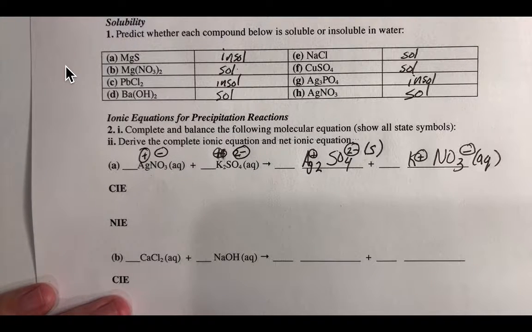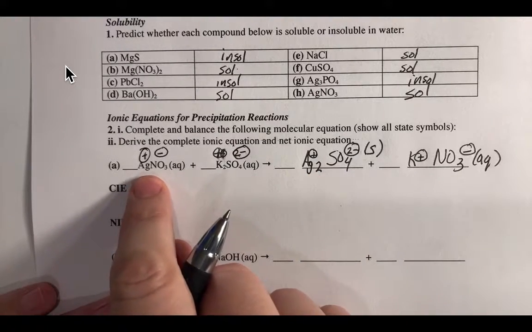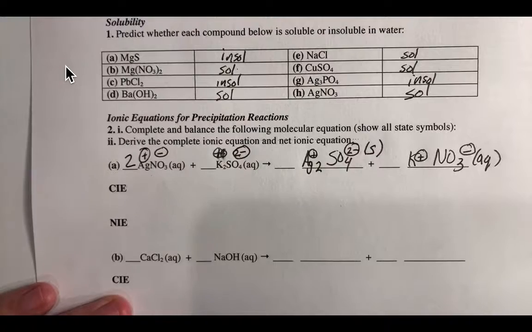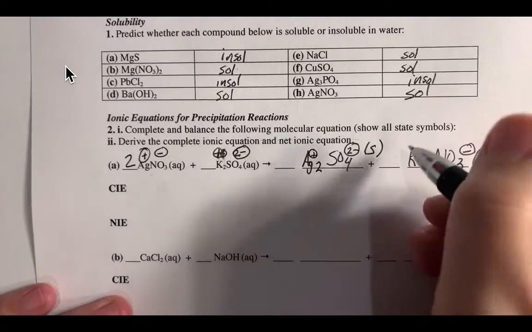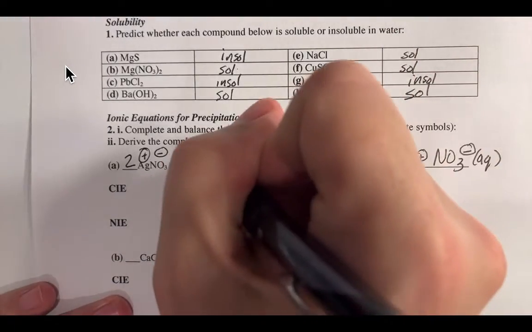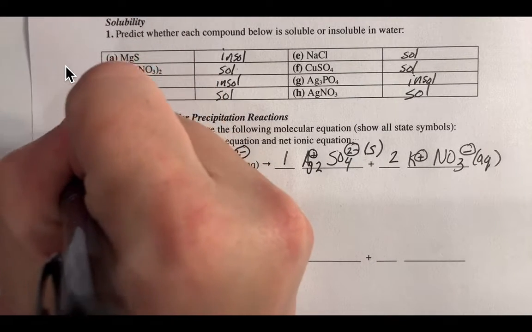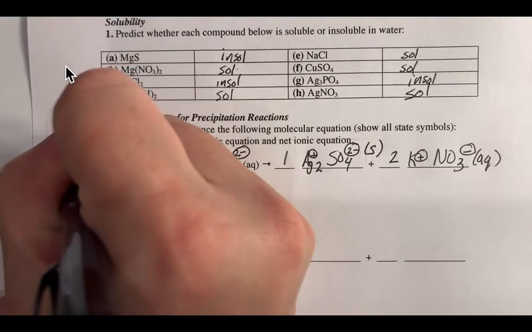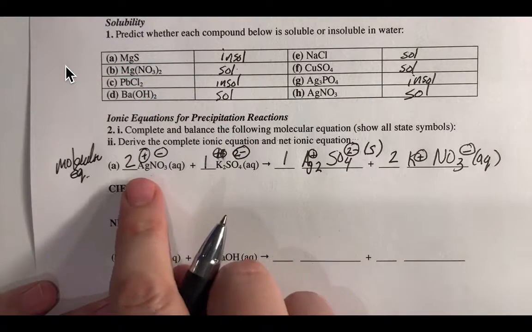I need to balance everything. So this has 2 silvers. So far I've only committed to 1, so I put a 2 there to balance the silvers. I have 2 potassiums. I have only 1 over there, so I double the amount of potassiums. And now I'll just put 1 so that you know that I've also looked at those. This is now a balanced molecular equation.